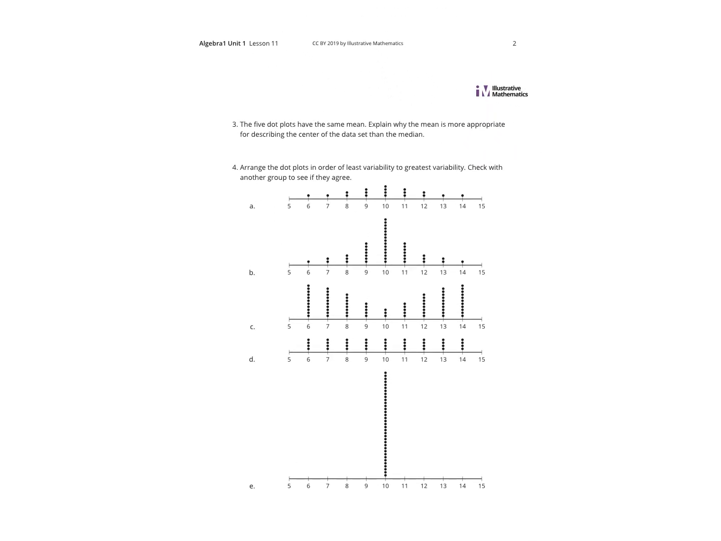This one says that these 5 dot plots all have the same mean. You need to explain why it's more appropriate for describing the center of data than the median is. And then, again, arrange the dot plots in order from least variability to greater variability. So go ahead, pause the video, and work on those questions.